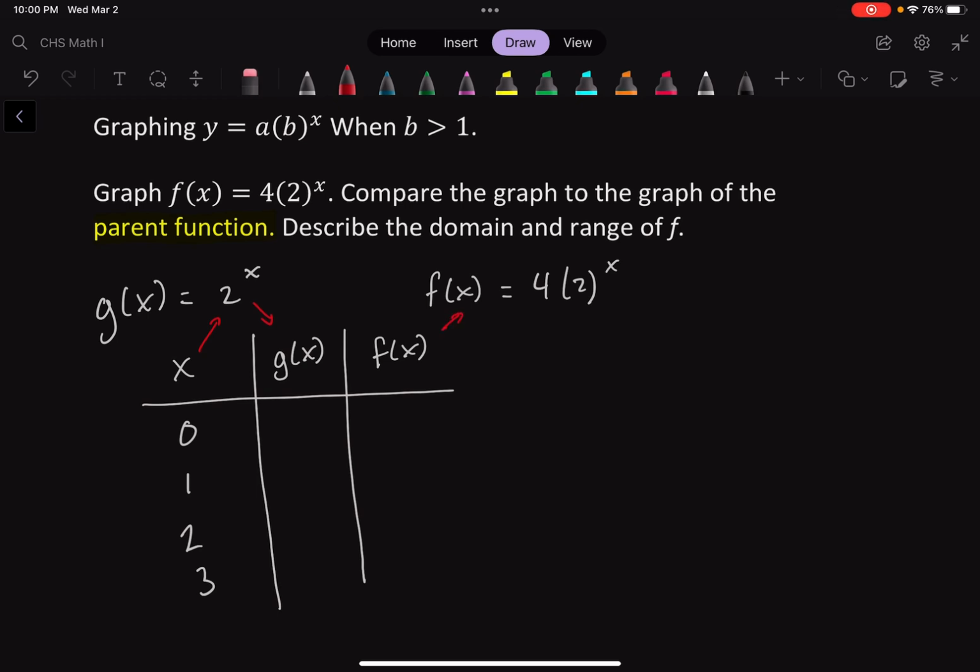Same thing here. As I plug in x there, we're going to take that f of x and put it in here. If we take 2 and raise that to the 0 power, that's just going to be 1. And if we raise 2 to the first power, that's going to be 2. And remember, 2 squared just means I do 2 times 2, which is 4. And 2 to the third power would be 2 times 2 times 2, which would be 8. All right, so this would be our parent function. And we can graph those points.